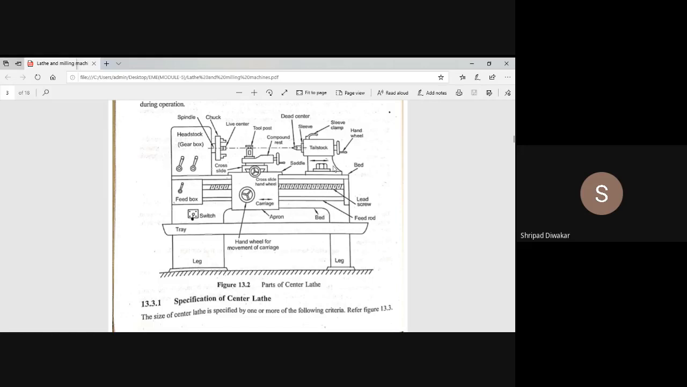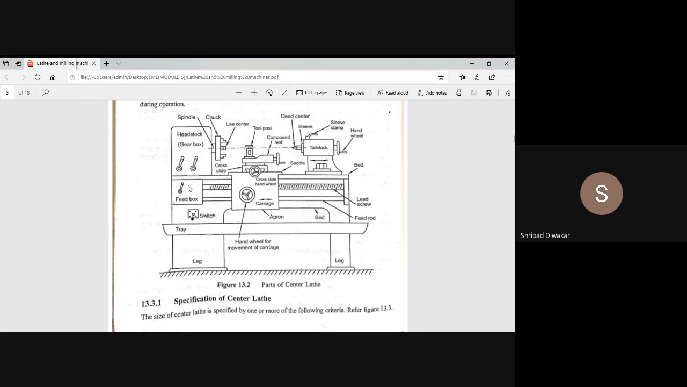Second one is the tailstock. We can move the tailstock from this portion to this portion, or any position. Tailstock mainly acts as a supporting member. And one more is the tool post. In order to remove material from the given workpiece, we insert the proper tool in the tool post, and we can move it. This is called the carriage. On the carriage, we have the tool post, and we can move it according to the requirement.